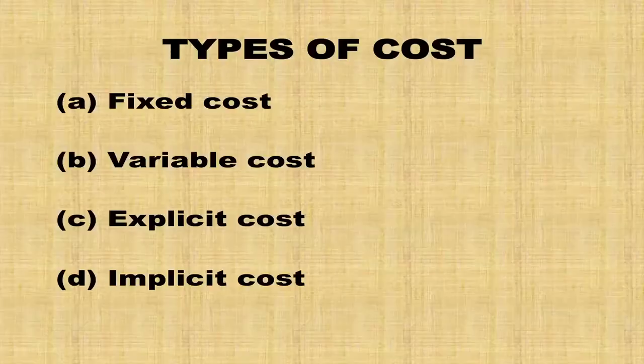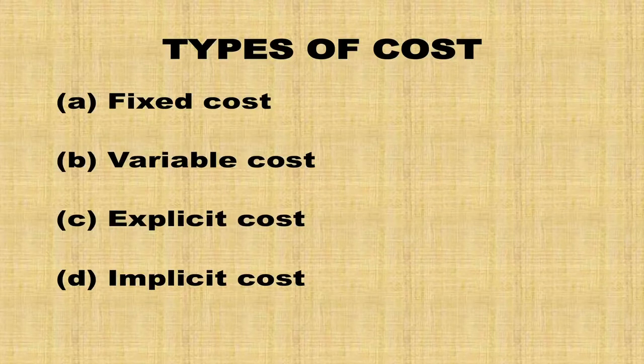You know, there are different types of costs. Costs can be classified into, first and foremost, fixed costs, second, variable cost, third, as explicit cost, and fourth, as implicit cost.